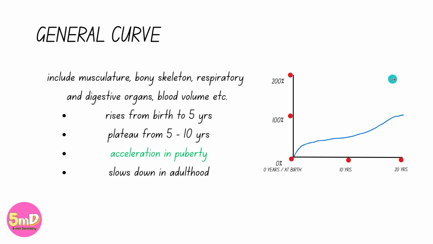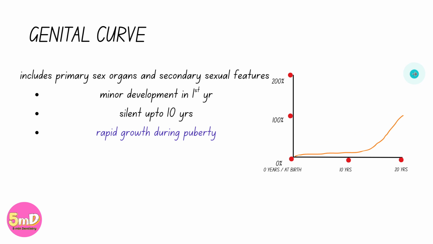The next curve is the general curve. It includes the musculature, bony skeleton, respiratory and digestive organs, blood volume, etc. That is all your general organs. It rises from birth to 5 years. Then there is a plateau from 5 to 10 years, after which there is an acceleration in puberty, and it slows down in adulthood.